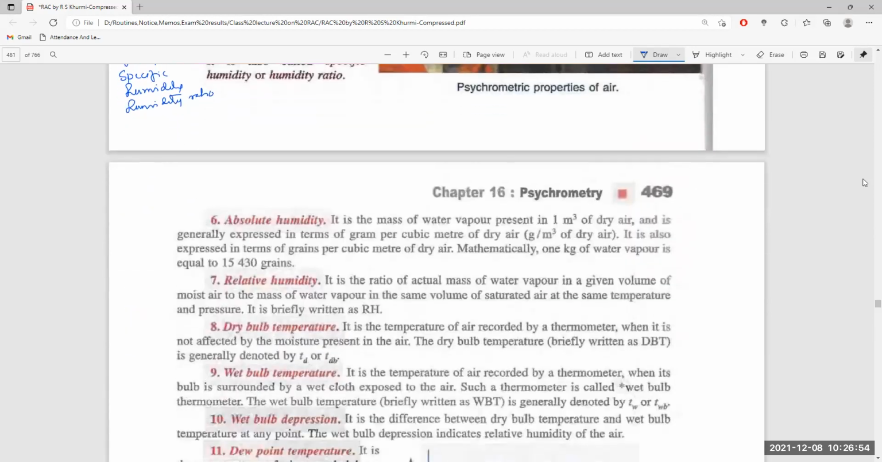Absolute humidity is the mass of water vapor per cubic meter of dry air. So specific humidity is the mass of water present per kg of dry air, and absolute humidity is the mass of water present per cubic meter of dry air. It is generally expressed in gram per cubic meter of dry air. Everywhere we are saying gram per kg of dry air, here gram per cubic meter of dry air.